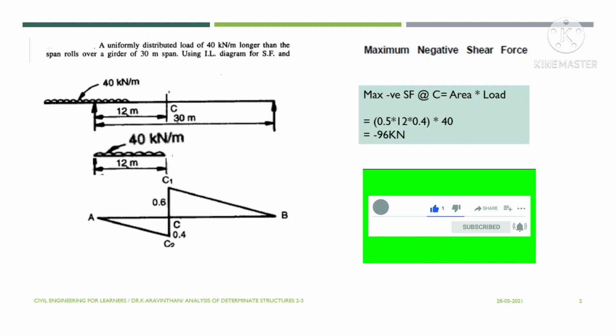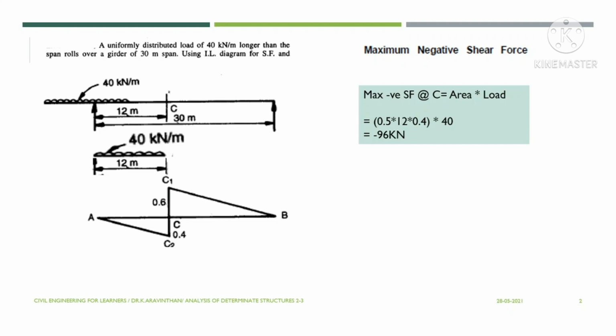Looking into this concept, in the earlier problems we solved, the UDL was much shorter than the span. Now the case is that the UDL is longer than the span. This condition is very easy compared to the shorter UDL span. So let us solve this problem and find the difference.